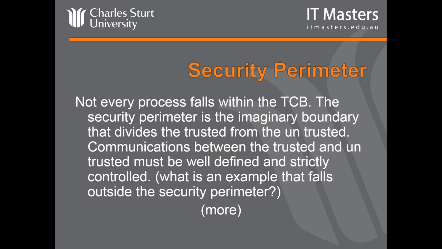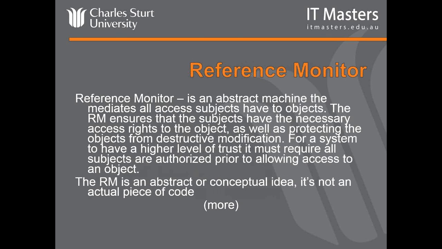Now, the security perimeter. Not everything falls within our TCB. Different things sit out there. This is the imaginary boundary that is untrusted: user land. How do we access everything? How do we access the center of our system? What we have is a reference monitor. Again, it's an abstract machine, not real. When we talk about how we access the kernel and how we do all these other things, this is all a conceptual abstraction.